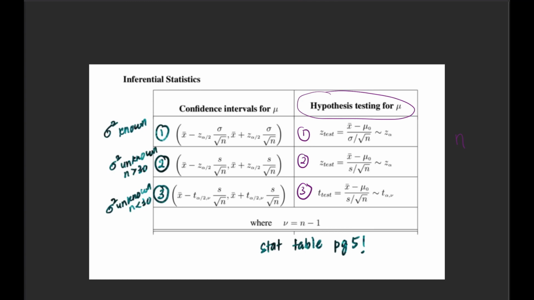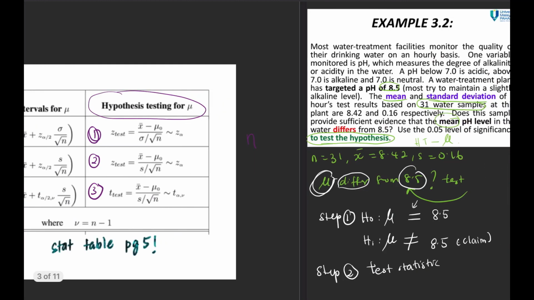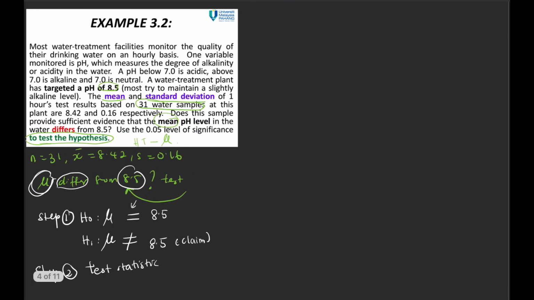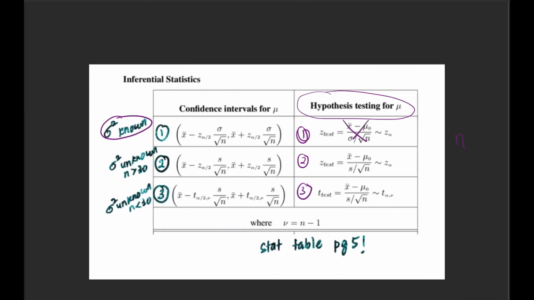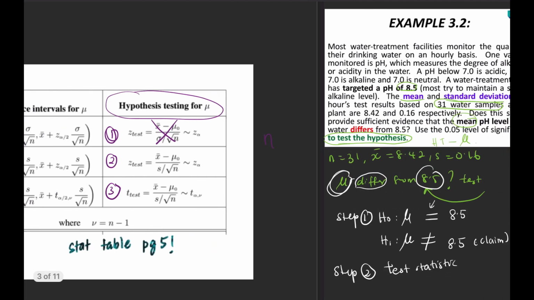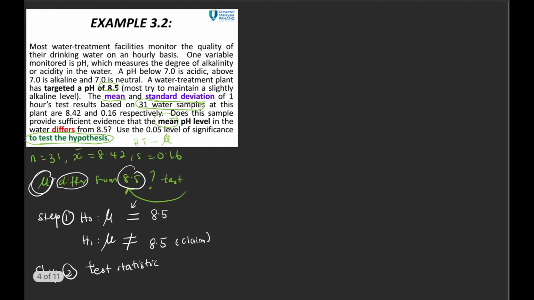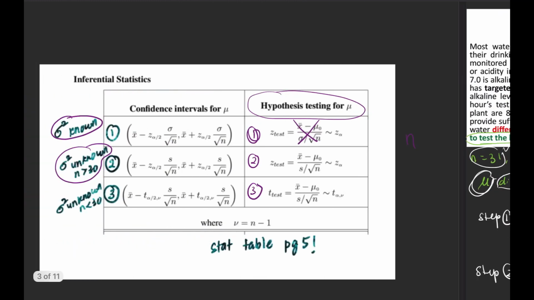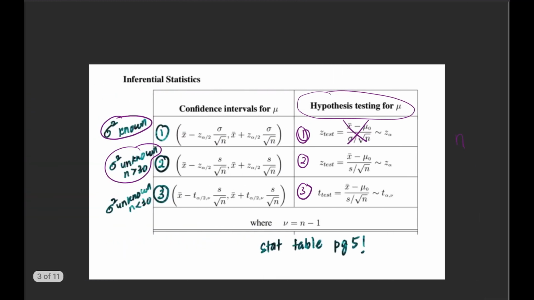If you want to use formula number 1, sigma must be given. Look at our question. Is there any sigma given? No, there is no sigma given, so you cannot use formula number 1. If you want to use formula number 2, sigma square is unknown but the sample size is greater than 30. Our sample size is 31, so now we can use formula number 2 because our n is greater than 30.